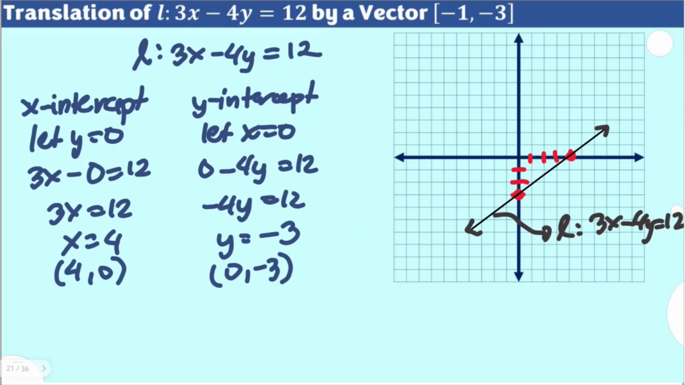To help us in identifying a translation of the given line here by a vector identified as -1 and -3, I have already presented here the graph of the given line using the intercepts. So if you are not yet convinced with this, you can always try to graph it on your own or look at the first video pertaining to translation of a line in this same playlist, because you would see there the process.